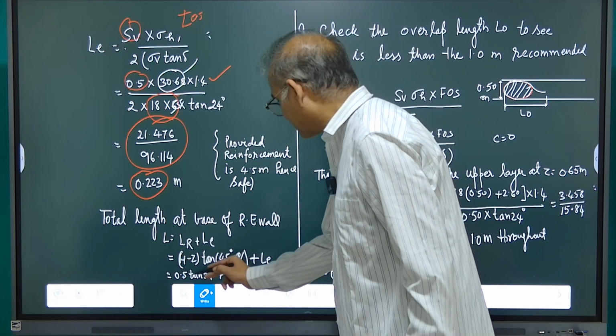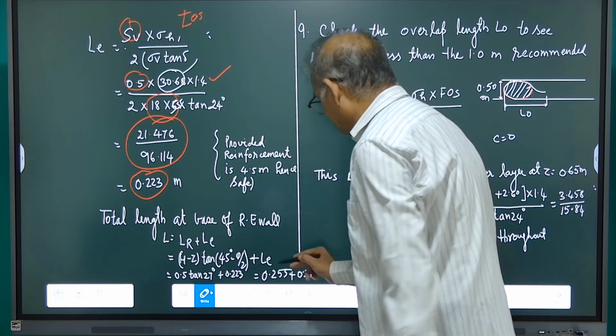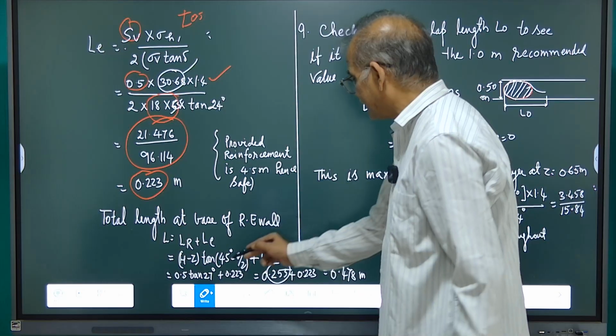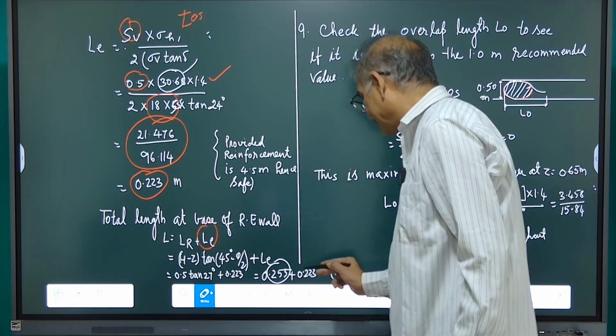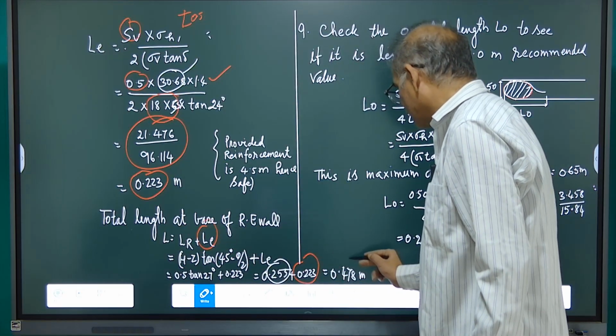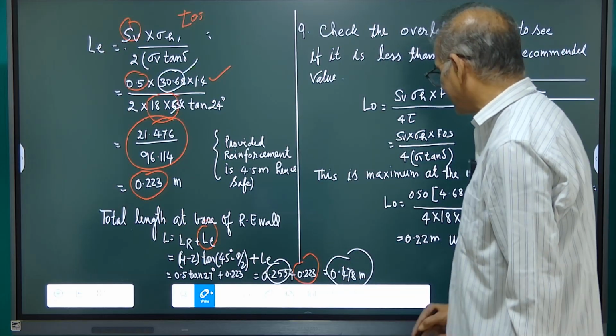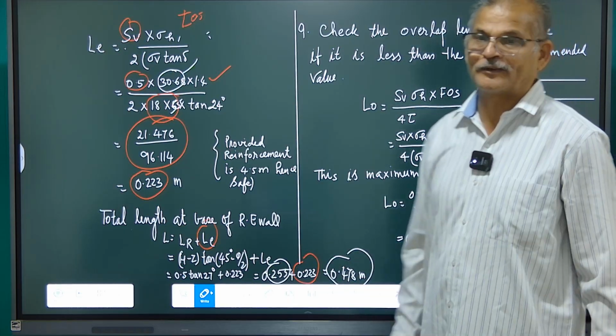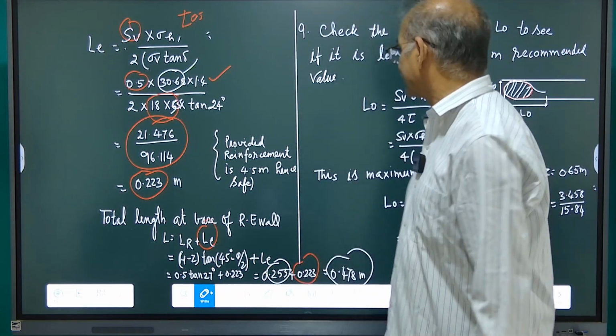Now LR we have determined, that has come 0.255, and this anchorage length has come 0.223. So the total requirement is 0.478, whereas we have provided 4.5 meter, which is more than sufficient.